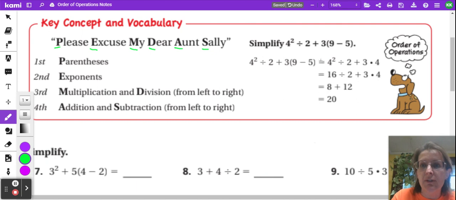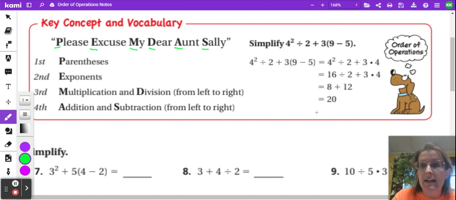So parentheses are first. There was one set of parentheses here. They did 9 minus 5 to get 4. And then exponents, there's one exponent. Remember, that is not 8. That doesn't mean 4 times 2. It means 4 times 4. So 4 times 4 is 16, and then they just copy down the rest.